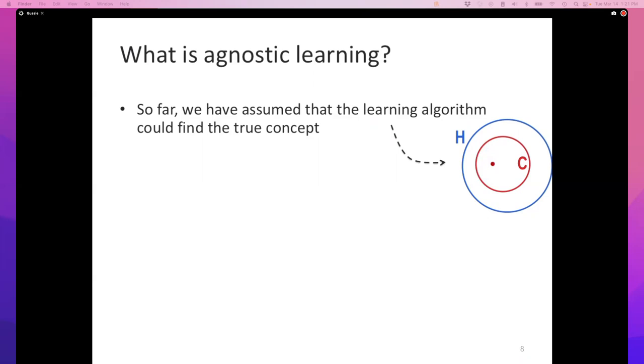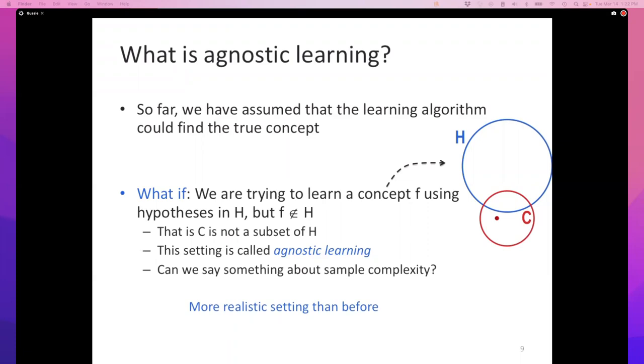This is, I claim, not a reasonable assumption, because this requires us to know what the concept class is. How do I know what class of functions nature uses to decide whether a photograph contains a cat or not? I have no way of even getting started answering that question. So the only reasonable setting, I would argue, is we're trying to learn a concept using some hypothesis class, and the true concept may or may not be inside that set. So the true concept here is not inside the set H, but we don't know. In fact, a more appropriate way of saying this is, we have no idea what the concept class is. The true concept may be inside the set of functions we are searching. Maybe it's not, and we have no clue. So this setting is called agnostic learning. The learner is agnostic to the true concept class. And the technical question that comes up is, can we say something about sample complexity inside this setting?